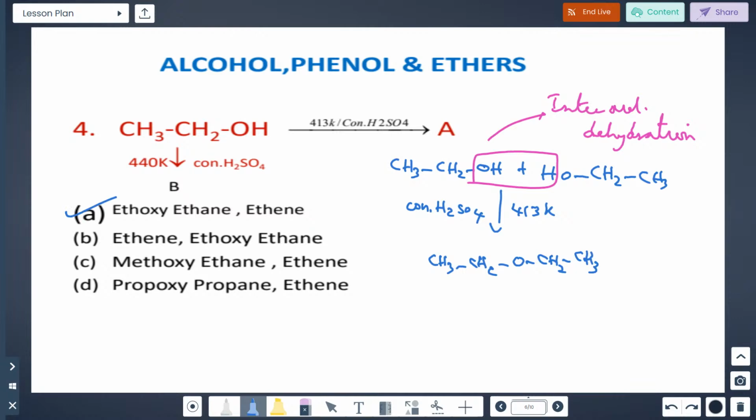This is the first reaction I have given. The second one is at 440 Kelvin. Here you should take only one molecule of ethanol, it's enough. Here CH3CH2OH.